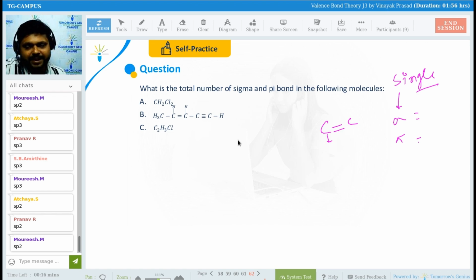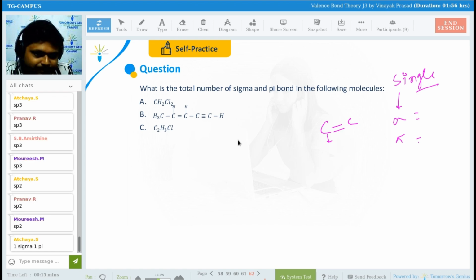Anil Dev, Atachaya, everyone, please try to give the answer for this question. I am asking for this carbon. The carbon is having a double bond. So how many sigma and how many pi will be there? Atachaya says 1 sigma and 1 pi. Very good. Anil Dev, very good. Others? Anyone can answer for this question?